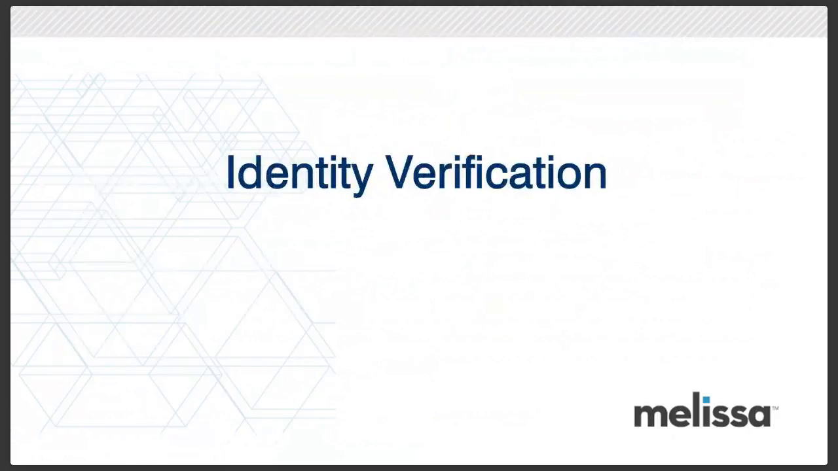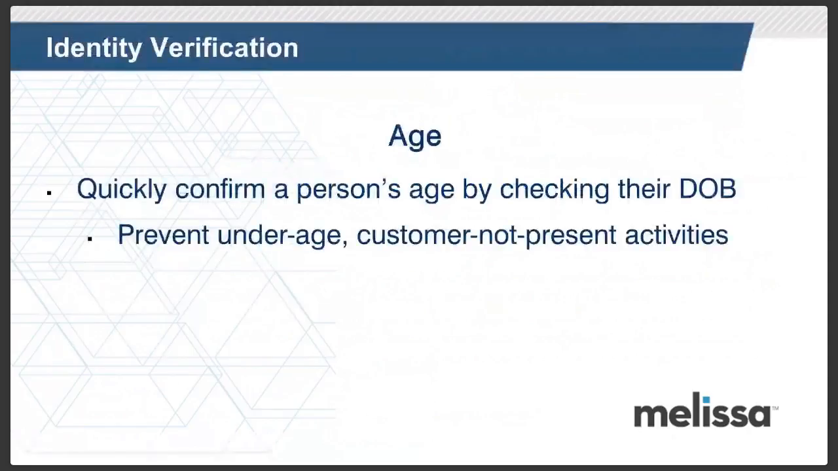Then we're going to talk about identity verification. Starting off with age, we can quickly confirm a person's age by checking their date of birth. When you use Personator World, you can pass in a date of birth to confirm their age. This helps prevent onboarding customers who are not of a certain age, or selling services or products to customers not of a certain age.